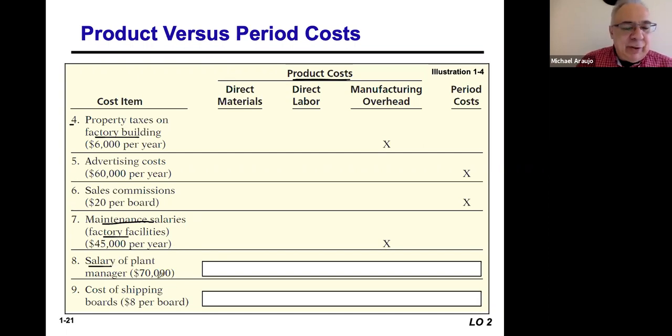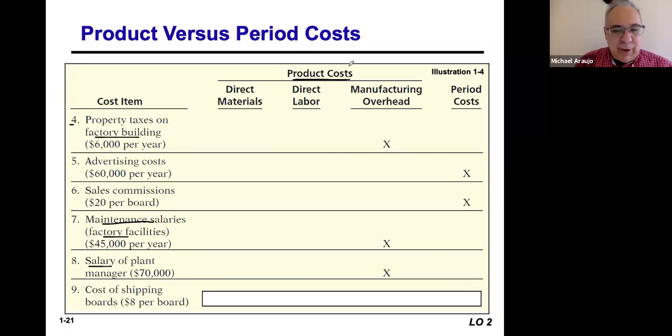We had to pay this plant manager. The plant manager doesn't do squat, other than sit there and say, "Hey, you dropped the board, pick it up." $70,000 a year. Well, it's not direct labor, that's for sure, but it is part of the product cost because they're managing the plant. The plant is an old term for factory.